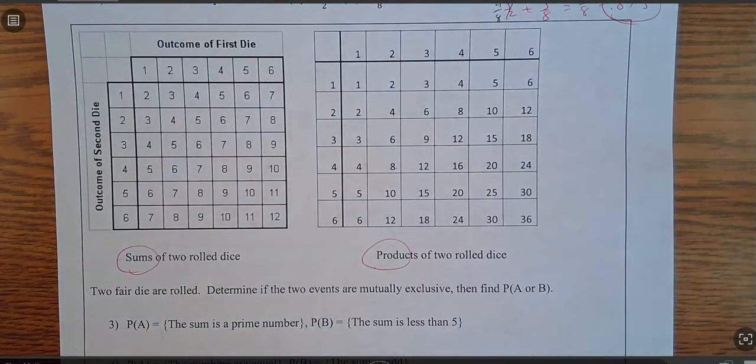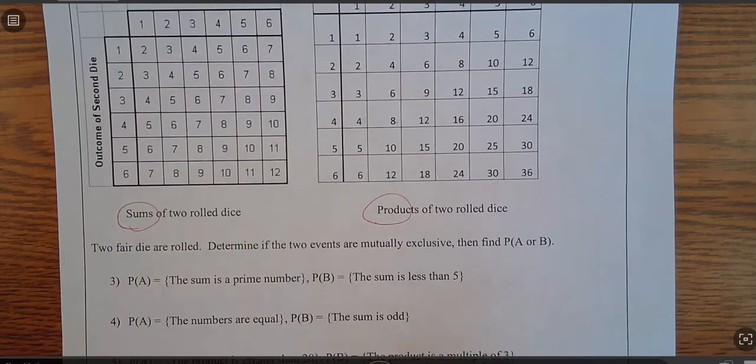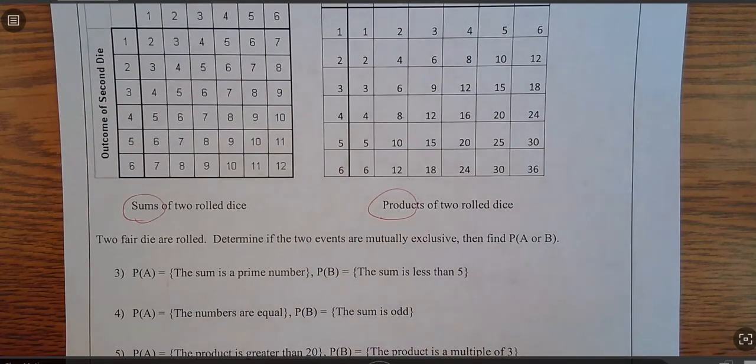So say I roll 2 fair dice. Determine if the 2 events are mutually exclusive, then find A or B, the probability of one happening or the other. So first off, are they mutually exclusive? Mutually exclusive means they can't happen together.